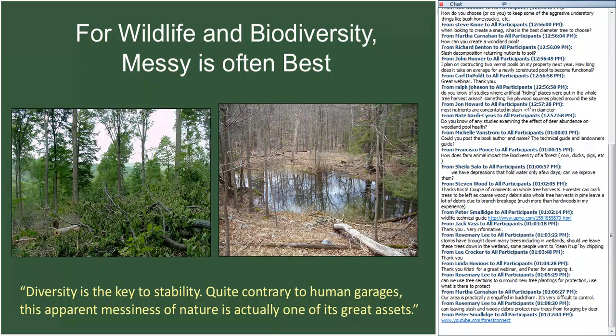Okay. And Rosemary, I see you've asked about leaving slash and woody debris to protect new trees. In addition to leaving slash and woody debris, if you have a lot of new seedlings that you're planting, there are also tree shelters and other mechanisms that can be used to protect new seedlings from foraging by deer.